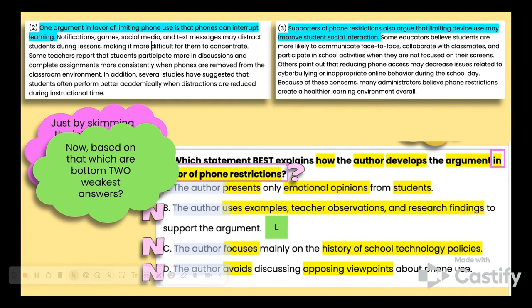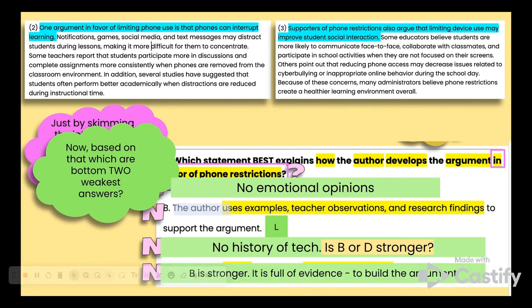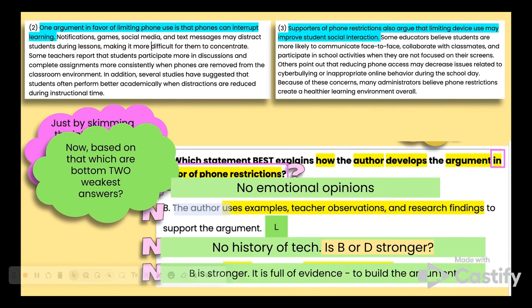A presents emotional opinions by students. That doesn't happen. And then the C was the author focuses mainly on the history of school tech. Both very weak answers. Then I asked, well, was B or D stronger? When they read this, it's a no-brainer that B is actually going to be the answer, because D is talking about how they avoid opposing viewpoints, and that doesn't actually develop the argument about needing more phone restrictions. So B is very clear as day, that gives plenty of examples, teacher observations, and research findings.